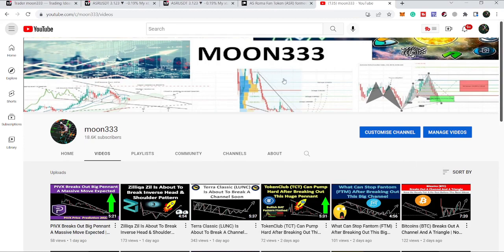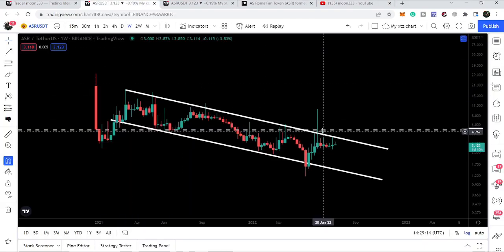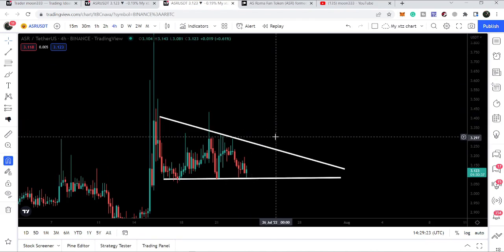In today's analysis, we will take a look at this down channel, and right now ASR has reached the resistance of this down channel on this weekly time frame, and we will also watch this descending triangle as well.